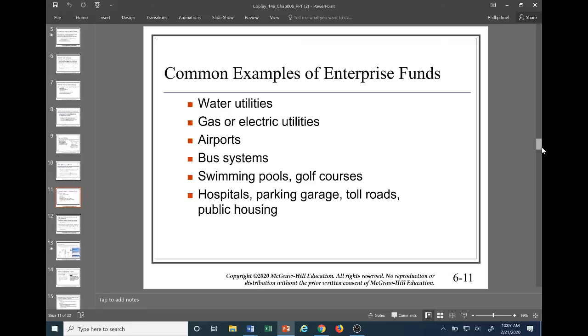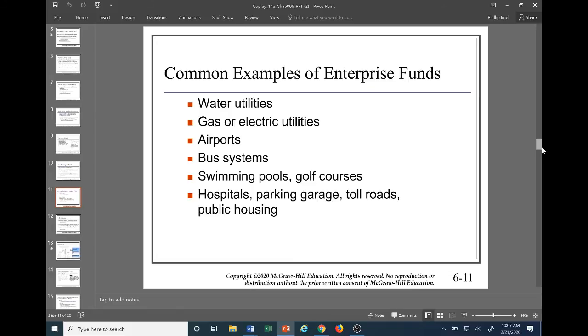So the examples of enterprise fund, we'll just go ahead and pick back up where we were after we just talked a little bit about the overview of these types of funds. Remember, I think this is where we left off on Wednesday. Just some of the examples of an enterprise fund, like the water utilities, gas utilities, airports, bus systems, stuff of this sort, right? And it makes sense.